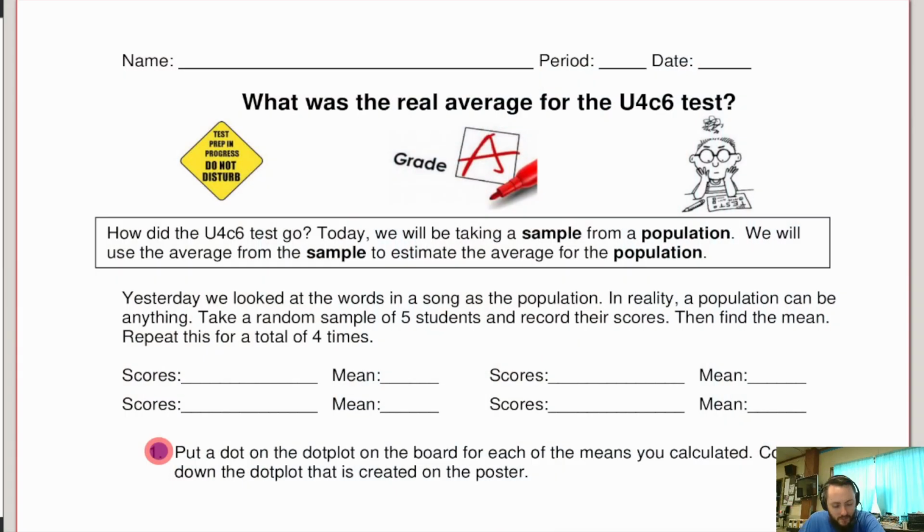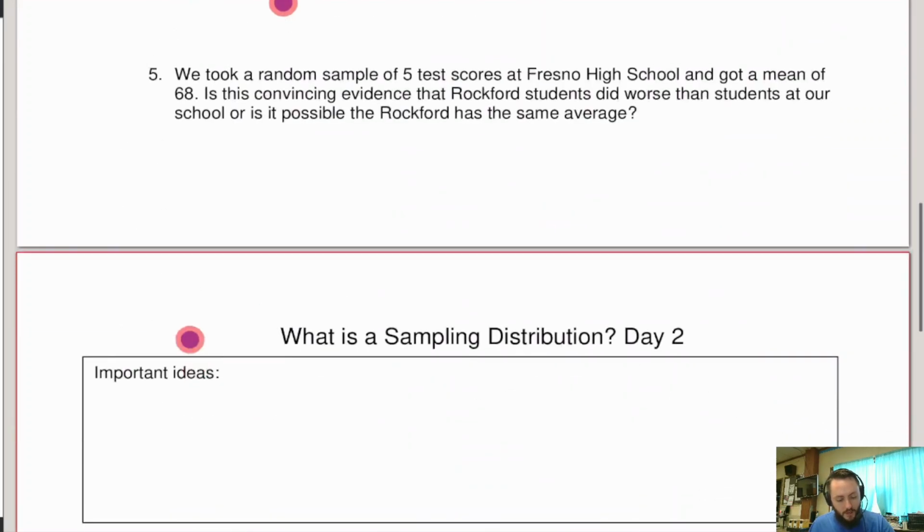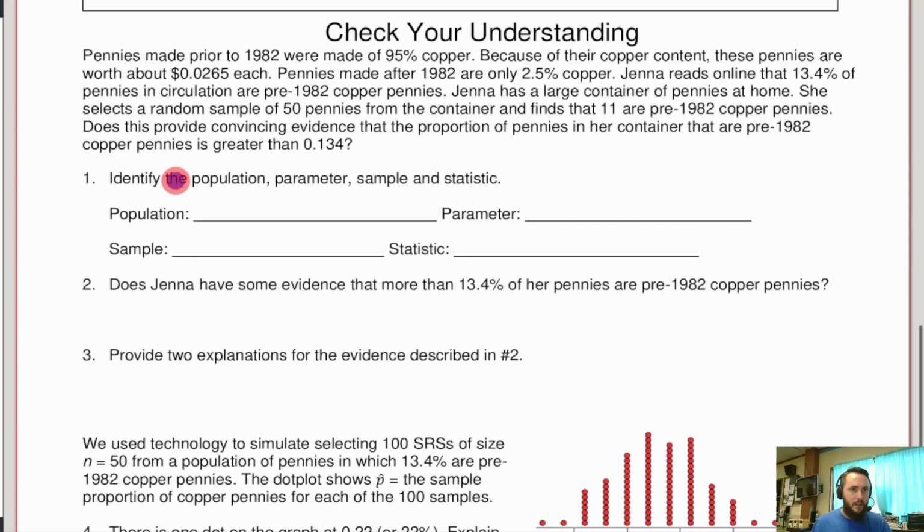Okay, so this one here is what was the real average of the Unit 4 C6 test? We took 4 samples of 5 scores each and put them up on a dot plot. You can check OneNote for that image. This was done on March 7th. So let's look at the check your understanding.